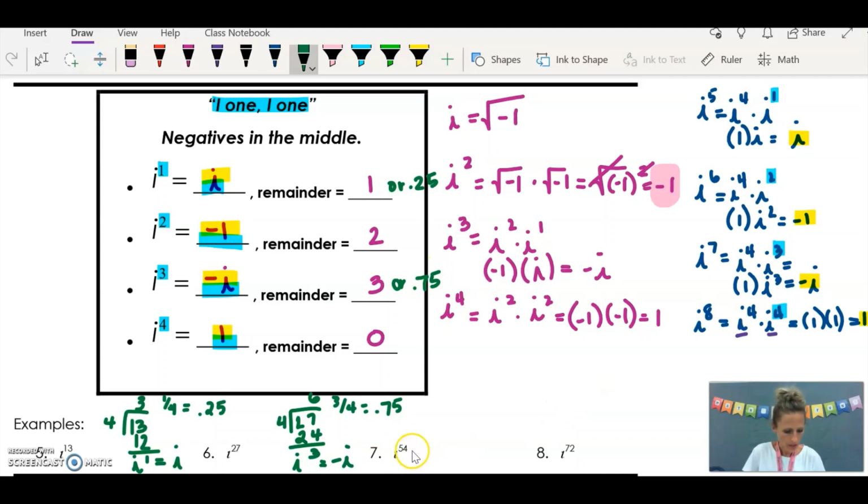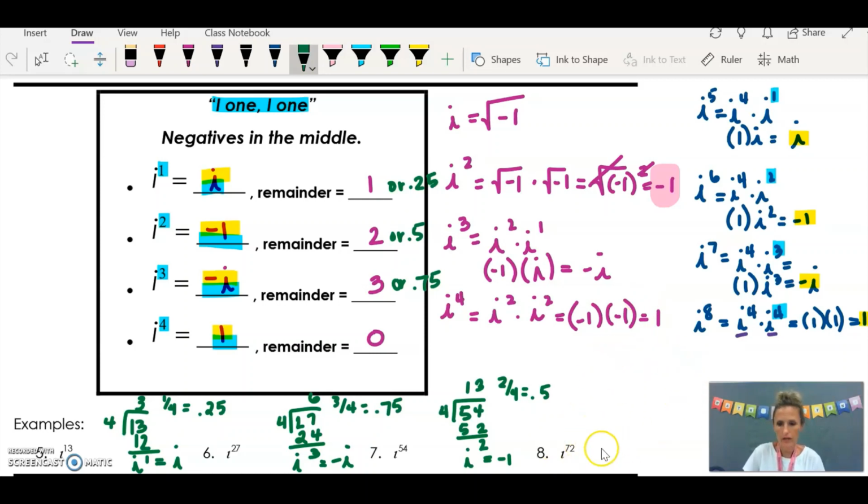The next one, we've got 54. We're going to divide 54 by 4. 4 goes into 54 13 times. 13 times 4 is 52. And then we'd have a remainder of 2. And so i squared equals -1. Again, here our remainder was 2. That's 2 out of 4, which is 0.5. So for a remainder of 2, you would see 0.5 on your calculator, it doesn't have to be graphing.